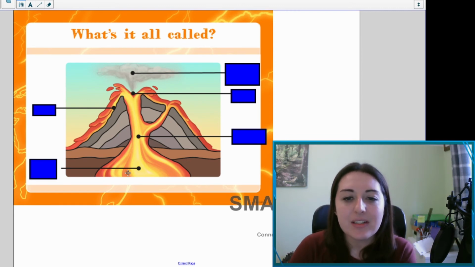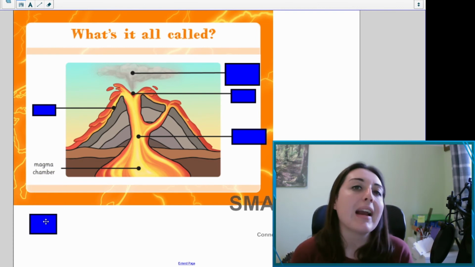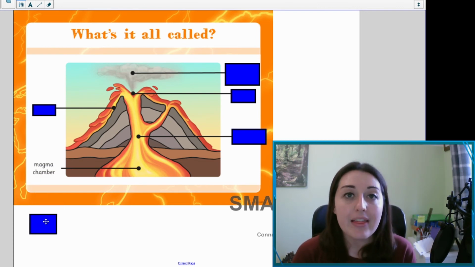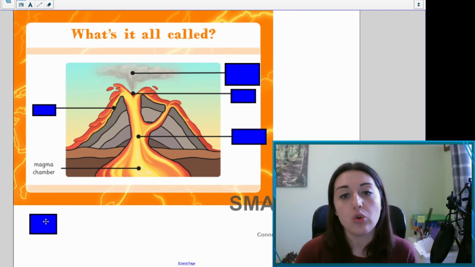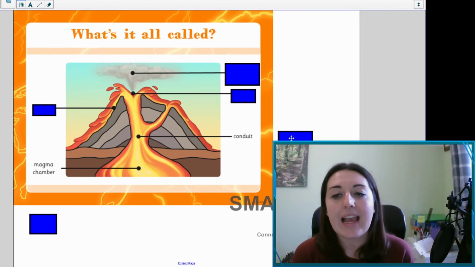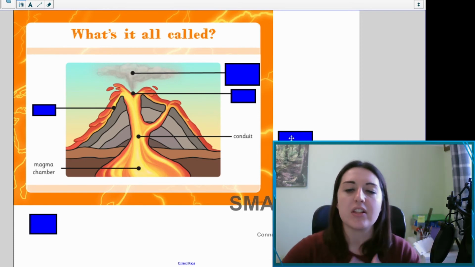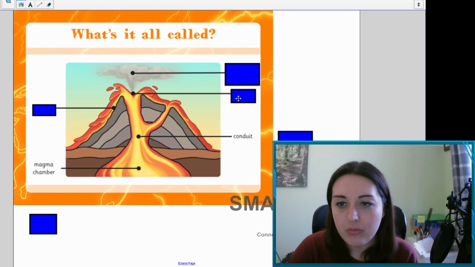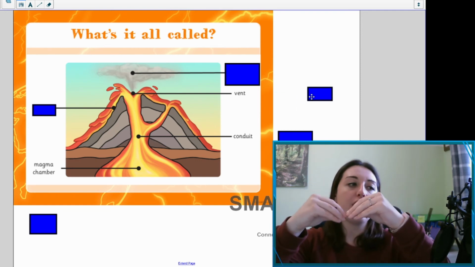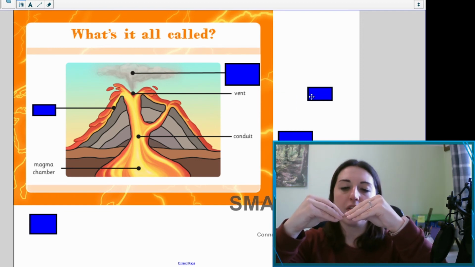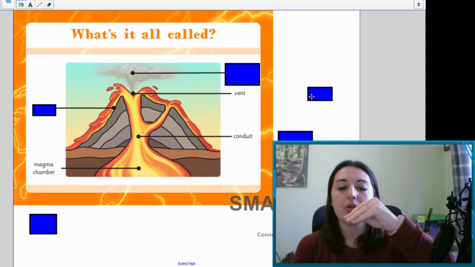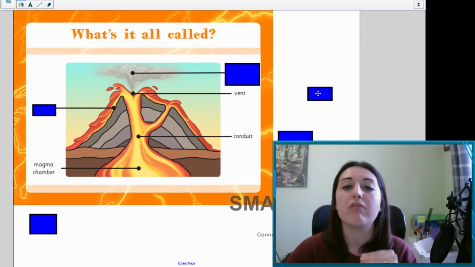Okay, so this little section down here is called our magma chamber. So it's where the magma is stored. It's the chamber that's inside it. As it moves up, we get to the conduit, which is just like where the next part is. So the chamber and then the smaller part here. At the very top of the whole of the volcano is what we call the vent, and that is where the magma will come up to, and then that's where it will erupt from.